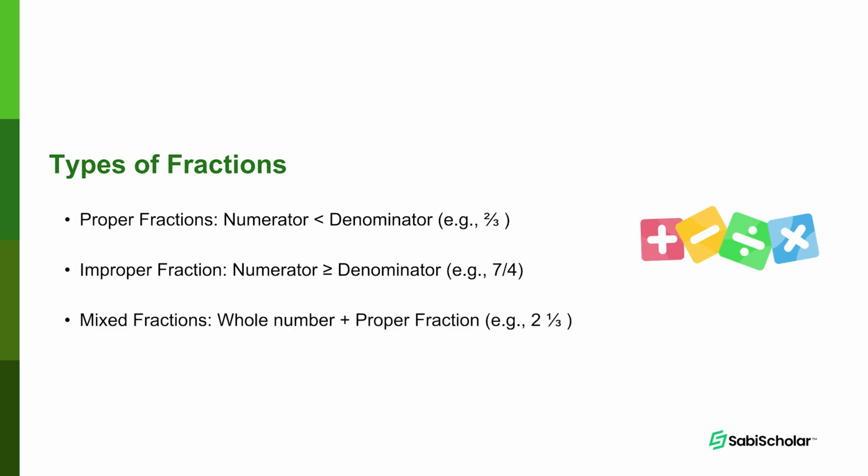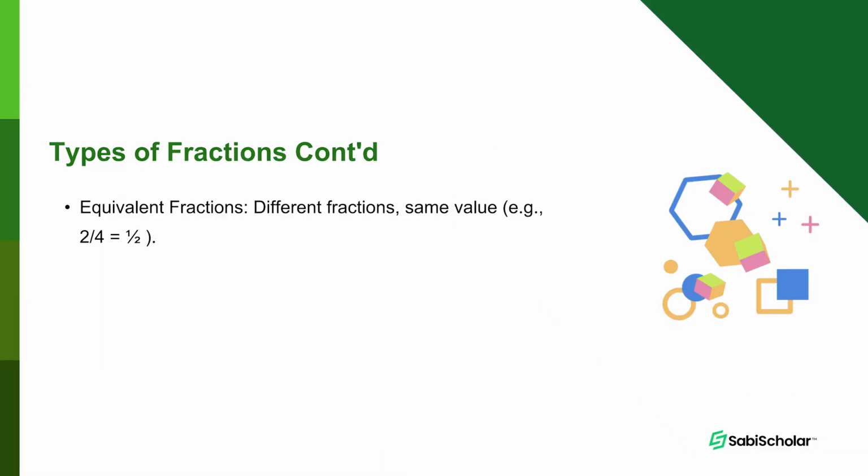Thirdly, we have mixed fractions. A mixed fraction has a whole number and a proper fraction. An example is 2 whole number 1 over 3. 2 is a whole number, and we have 1 over 3, which is a proper fraction. Together, 2 whole number 1 over 3 is an example of a mixed fraction.